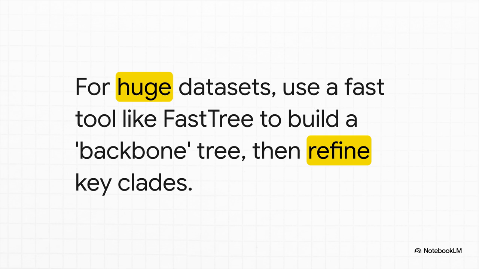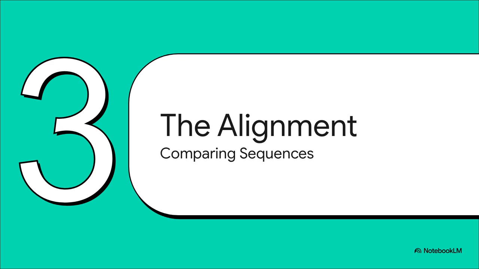Then, once you've got that general shape, you can zero in on the specific branches you're really interested in and reanalyze just those smaller sections with your more precise but slower methods. All right, so let's say our data is good enough and we're going with an alignment-based approach. That brings us to our second big step, the alignment.